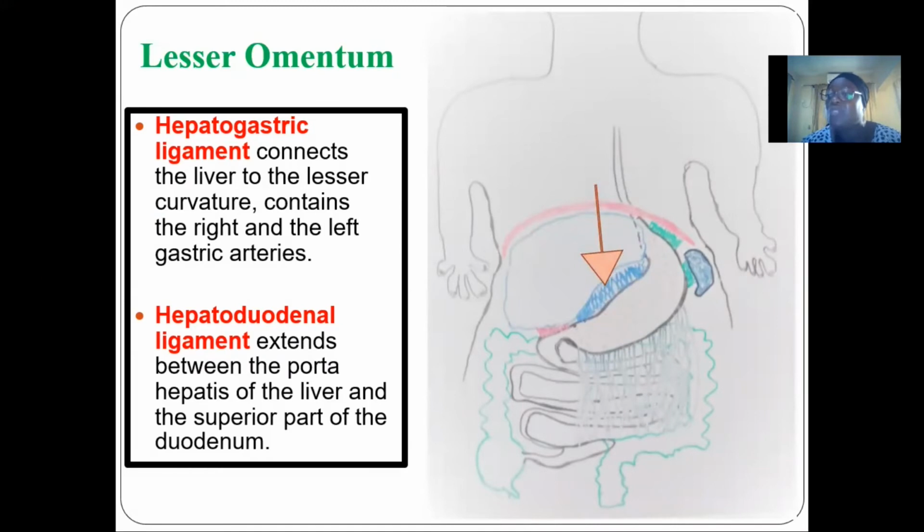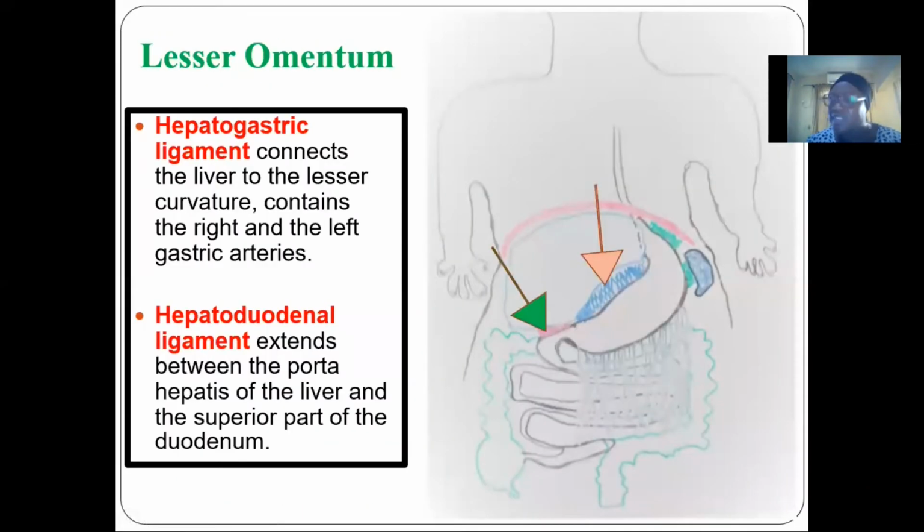Then we have the hepatoduodenal ligament. From the name, all we still need to do is to break it down. It means it connects the liver with the duodenum. So this is the region of the hepatoduodenal ligament connecting the upper part of the duodenum with the liver. But the combination of these two ligaments, the hepatogastric ligament and the hepatoduodenal ligament, will form the lesser omentum.